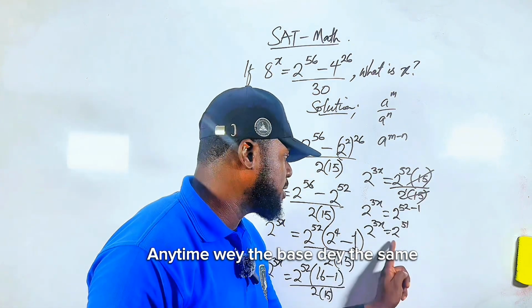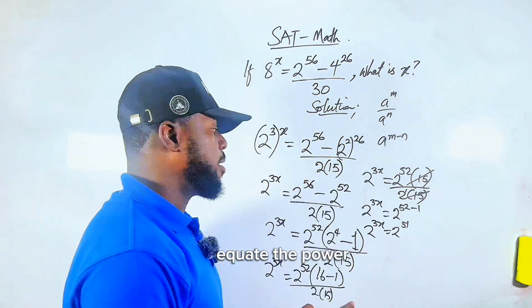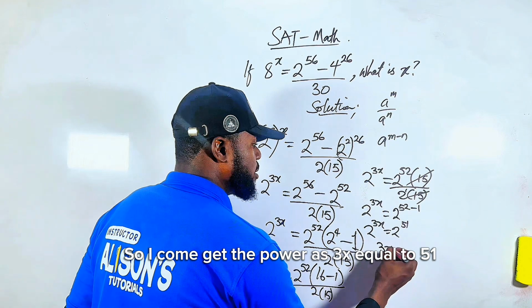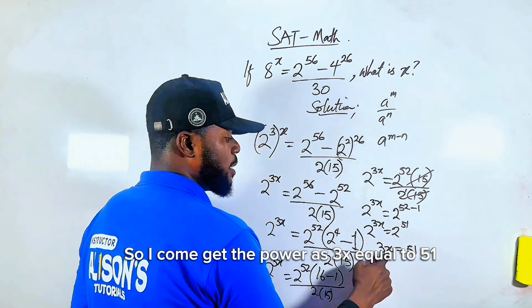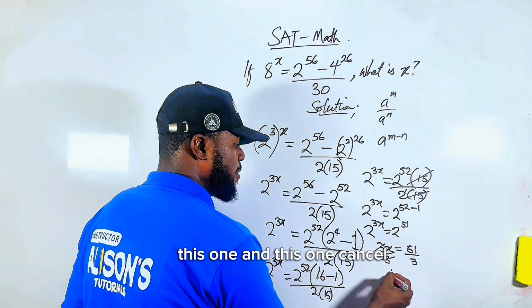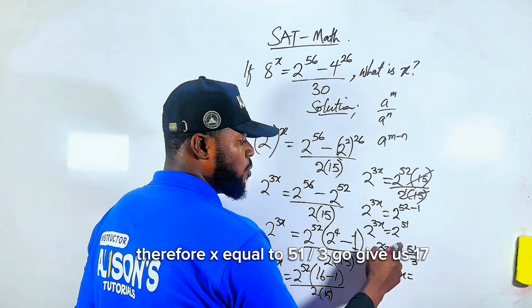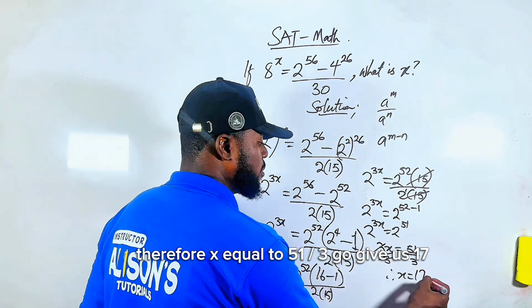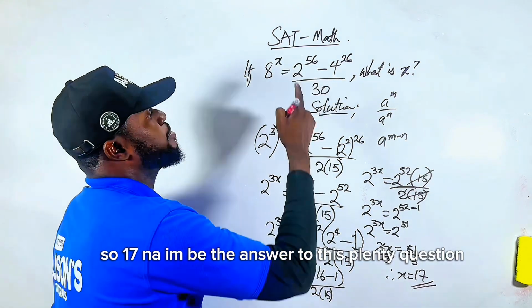Anytime the base is the same and both sides are equal, equate the power. So I get the power as 3x equal to 51. Since I want to find x, divide both sides by 3. This one and this one cancel. Therefore, x equals 51 divided by 3, which gives us 17. So 17 is the answer to this question.